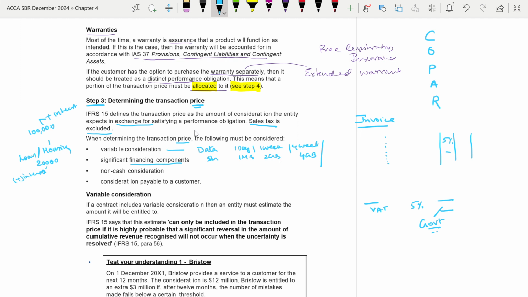Non-cash consideration. Is there anything we are giving, anything we are offering for free? Is there anything we are attaching? Sometimes they will say that there will be a gift, there will be a voucher, there will be some gift. People will say that yes, you are eligible for a lucky draw, you are eligible for some gift. That also should be considered. Consideration payable to the customer.